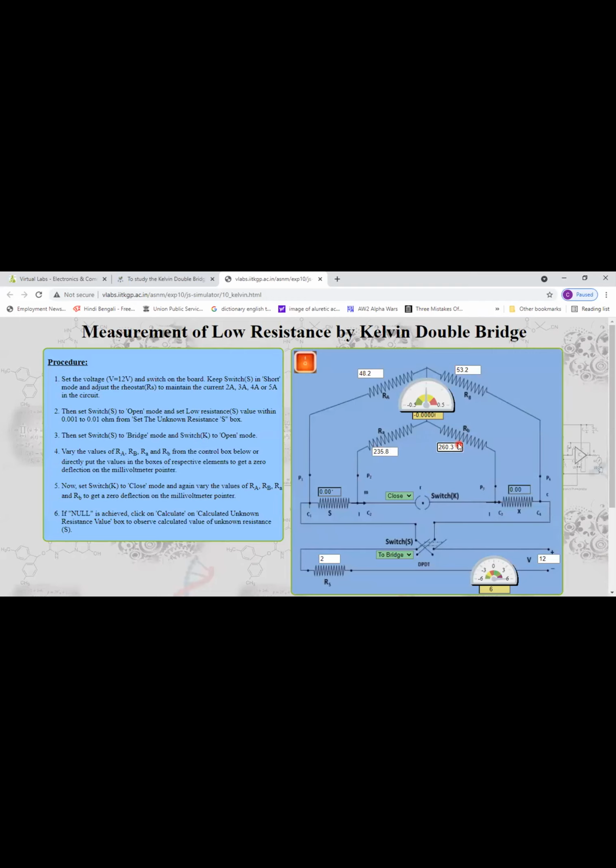Look, already 4-digit zero has appeared, but the minus sign is not removing. Guys, only the minus sign is there, but you can find that 4-digit zero after the decimal point has appeared, though it is showing some minus value. But at least you can find the 4-digit zero.